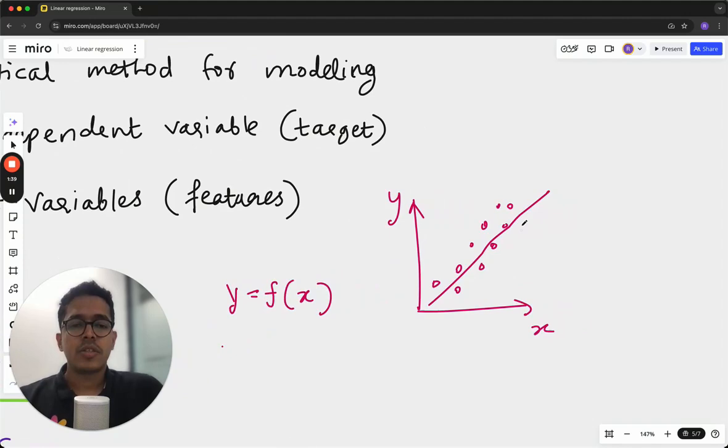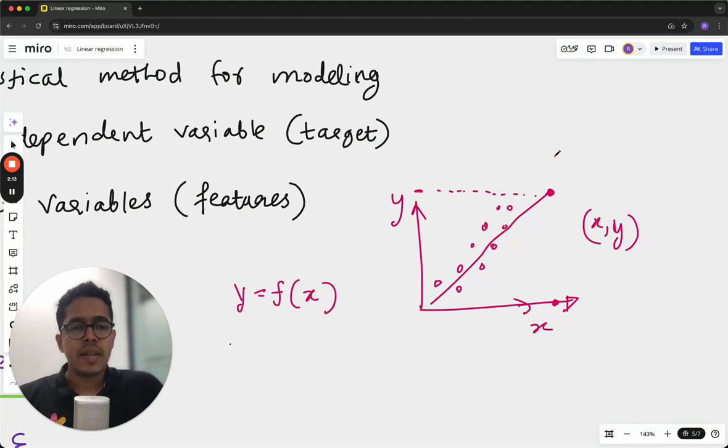So if these dots were part of the training data, meaning we knew the x, y value pairs for all these dots, then we fit a straight line through it, and then for a new value of x, let's say over here, we can predict that the value of y should be such that it lies on this line, and the value of y will be somewhere here. So this is the prediction. And this is the simplest kind of ML model, where the equation of the line itself represents the model.